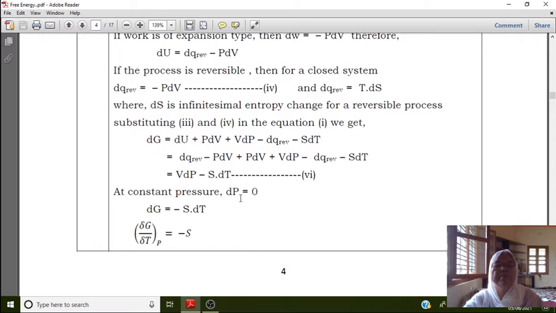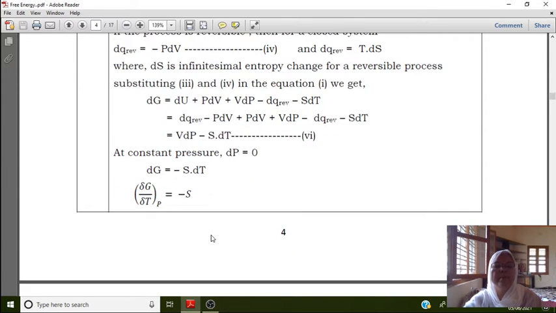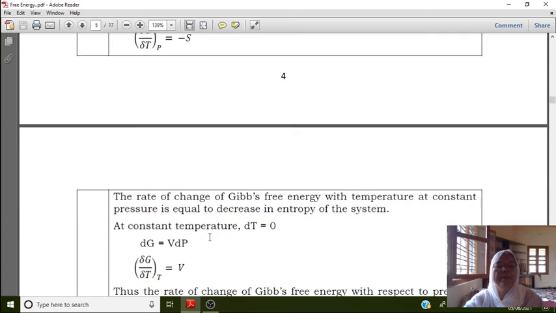At constant pressure, the change in pressure dP is equal to 0. Therefore dG is equal to minus S dT. This term becomes 0, and the variation of free energy with temperature at constant pressure is equal to minus S. This is the equation.